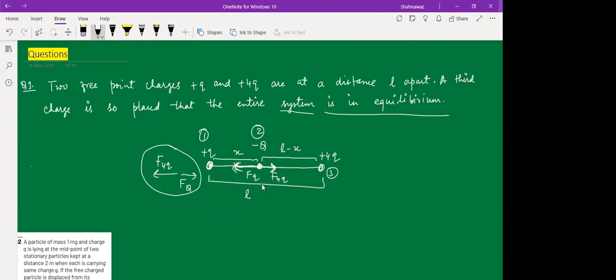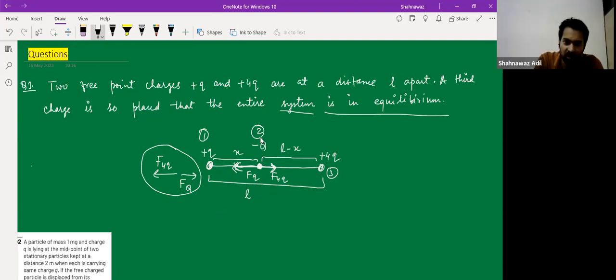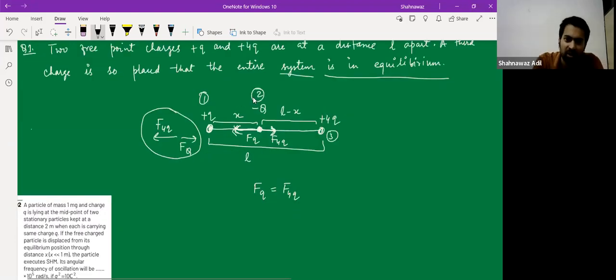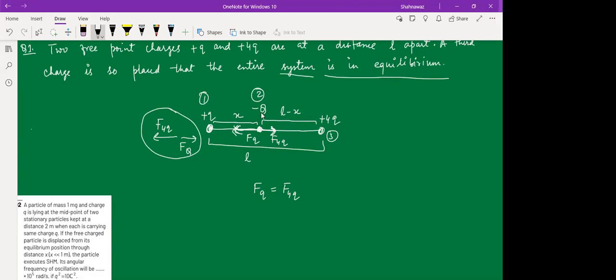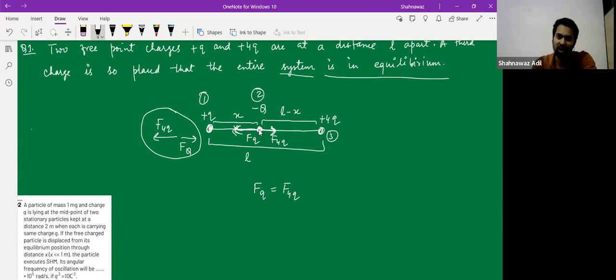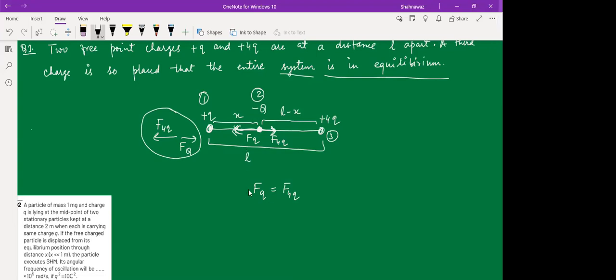So let us calculate the equilibrium from this second point. From this point, we know that FQ equals F4Q. In calculating the equilibrium, we don't consider the sign of the charge. Equilibrium means at every point the force is zero, which means that the force in the left direction is equal to the force in the right direction, right?